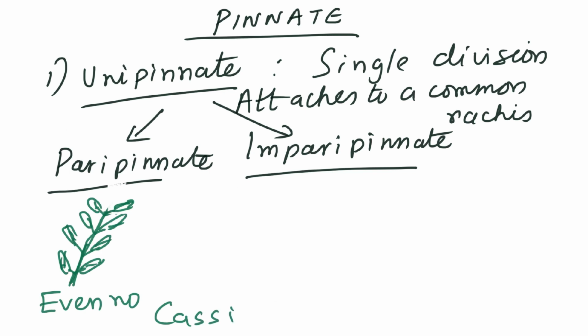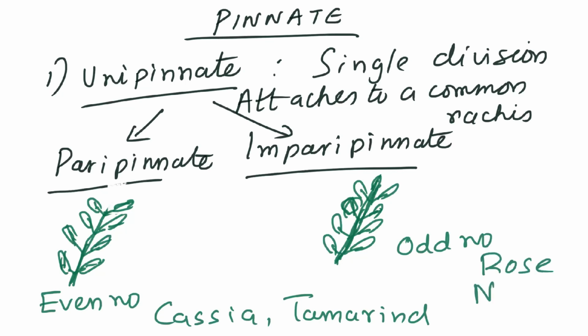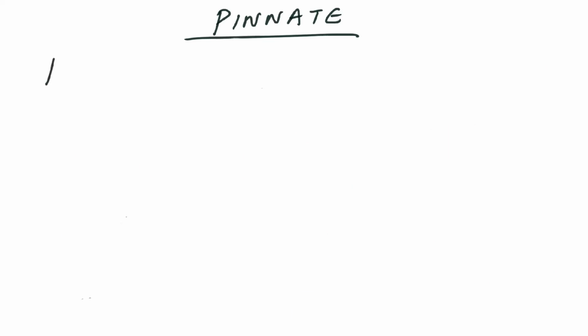And two notable examples are cassia and tamarind. Impari means that the even character is missing, which means that if you look at a compound leaf which has an imparipinnate characteristic, there will be a single leaflet at the top, which obviously means that the total number of leaflets is odd, it's not even. And a notable important case is neem, Azadirachta indica.